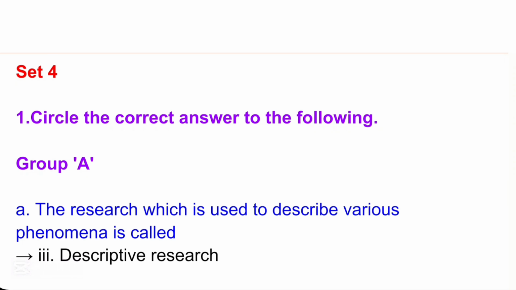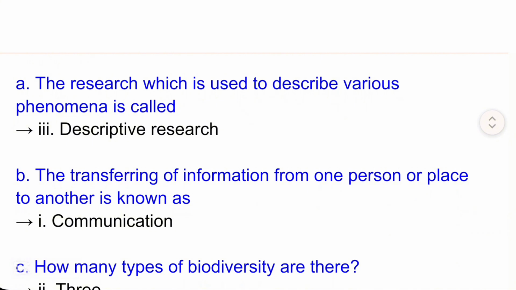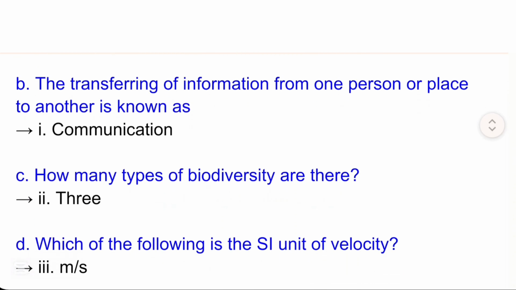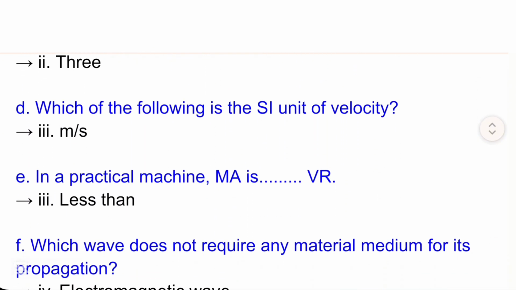Set 4. 1. Circle the correct answer to the following. Group A. A. The research which is used to describe various phenomena is called descriptive research. B. The transferring of information from one person or place to another is known as communication. C. How many types of biodiversity are there? 3. D. Which of the following is the SI unit of velocity? Meter per second.